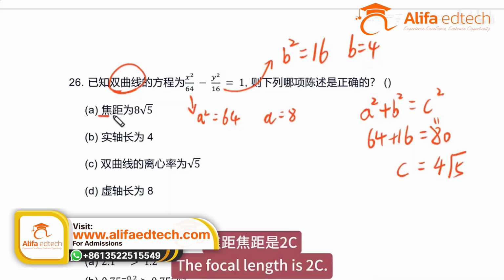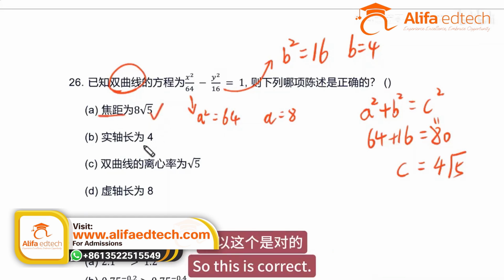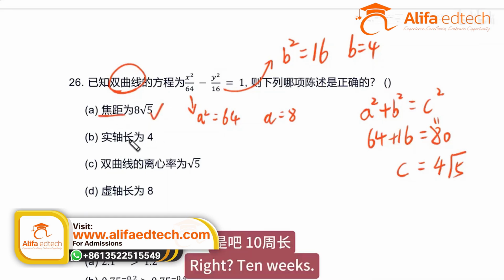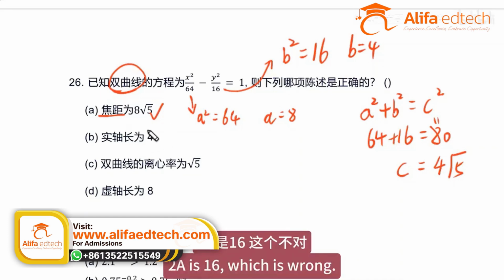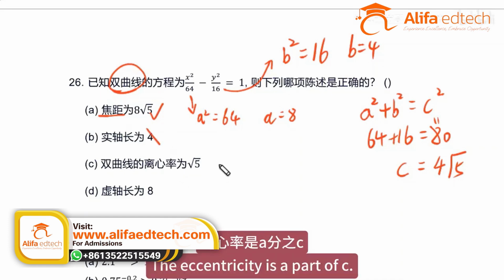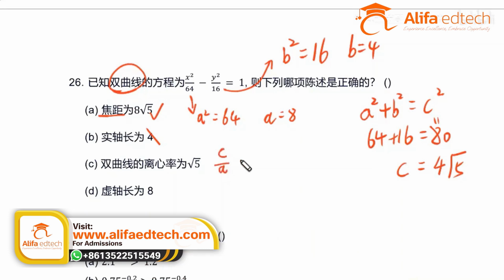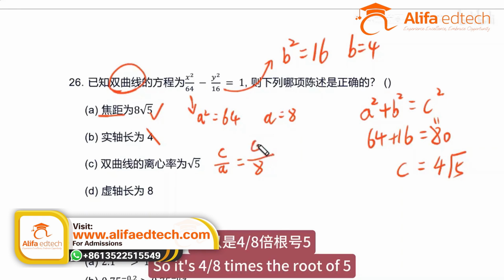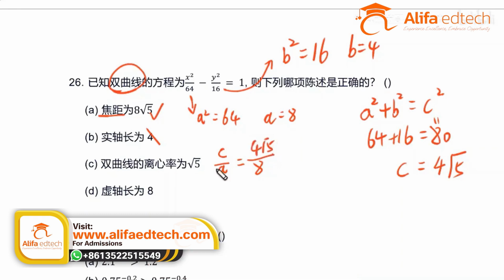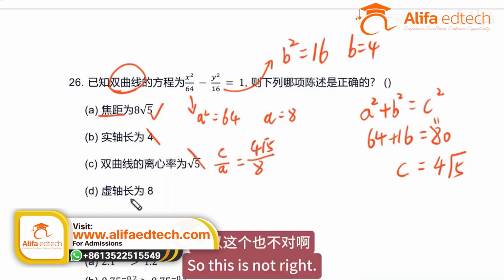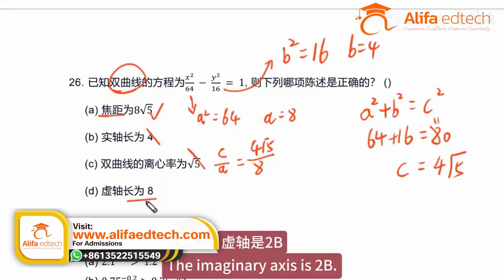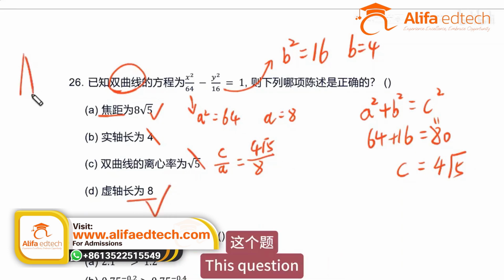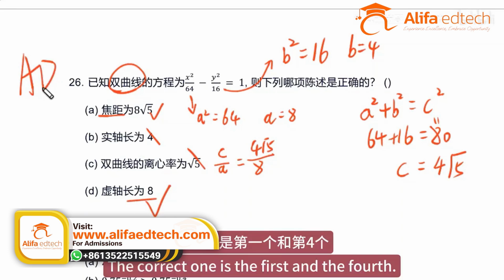That's it. So this is C. The focal length is 2C. So this is correct, right? The real axis length is 2A. 2A is 16. So this is incorrect. The eccentricity is C over A. So it's 4 times the square root of 5 over 8. So this is also incorrect. The conjugate axis is 2B, so this one is correct. For this question, the correct answers are the first and the fourth.